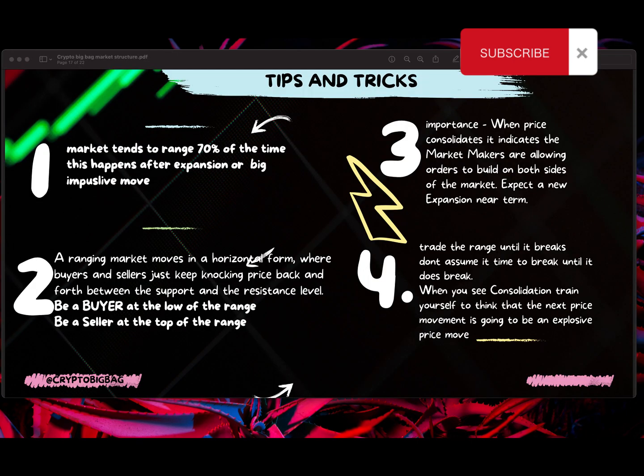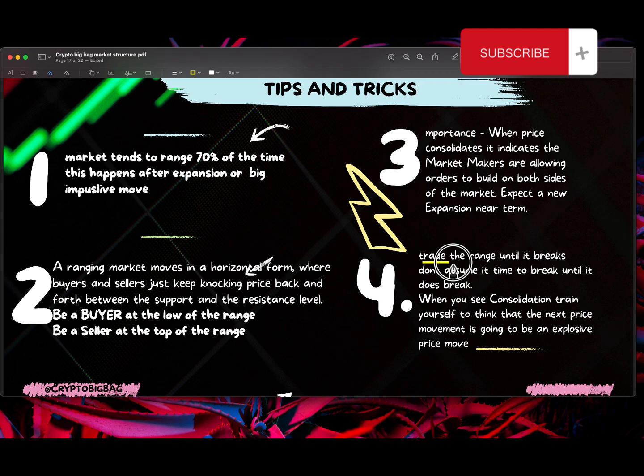Importance: when price consolidates, it indicates market makers are allowing orders to build on both sides of the market, expecting a new expansion in the near term, right? When we have this type of consolidation, you know that at some point the market is going to expand. Now you don't have to predict it. Just wait for the market to expand, and trade the range until it breaks. Don't assume it's going to break until it does break.